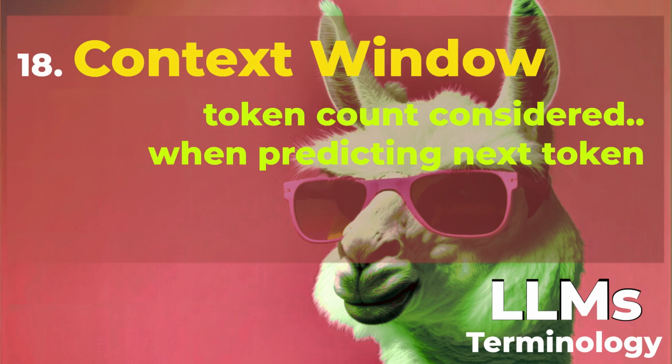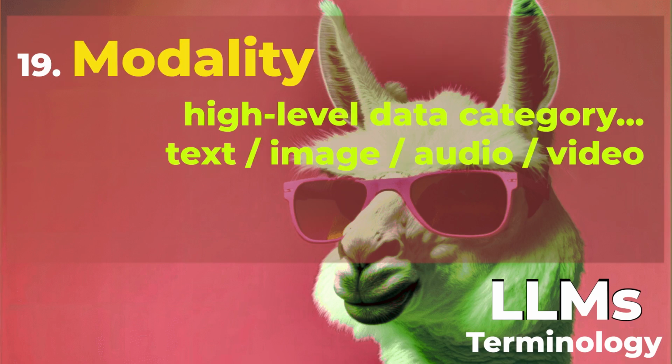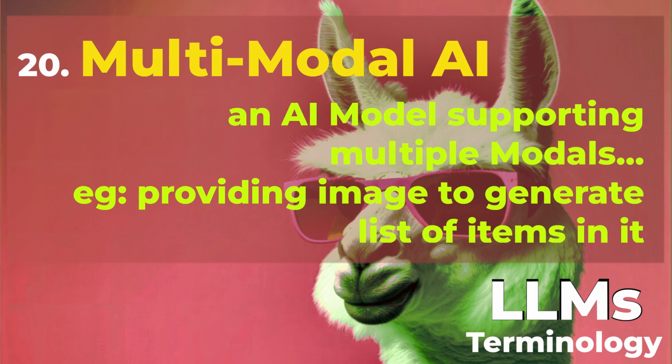Context window is the number of tokens that are considered when predicting the next token. Modality is a high-level data category for a model. For example, text, images, video, audio. LLMs deal with anything text. Multimodal AI is a model that can process information from multiple modalities such as text, image, audio, and video. Use cases are like providing an input of a tourist spot as a photo and asking to generate a list of good spots that can be visited nearby.